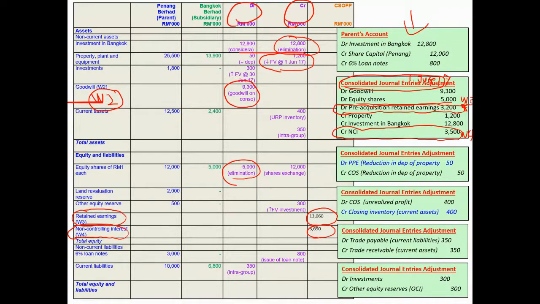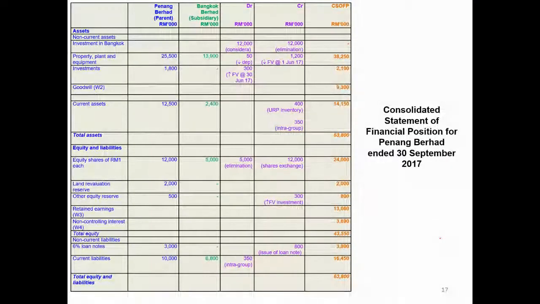Ewan says 63.8 million. Okay, let's see the answer. I'm going to show you. Okay, very good. Ewan, your answer is correct. So this is the final consolidated balance sheet where I already added line by line. And you can see that my total asset is 63.8 million. So it has to balance the total equity and liability of 63.8 million.